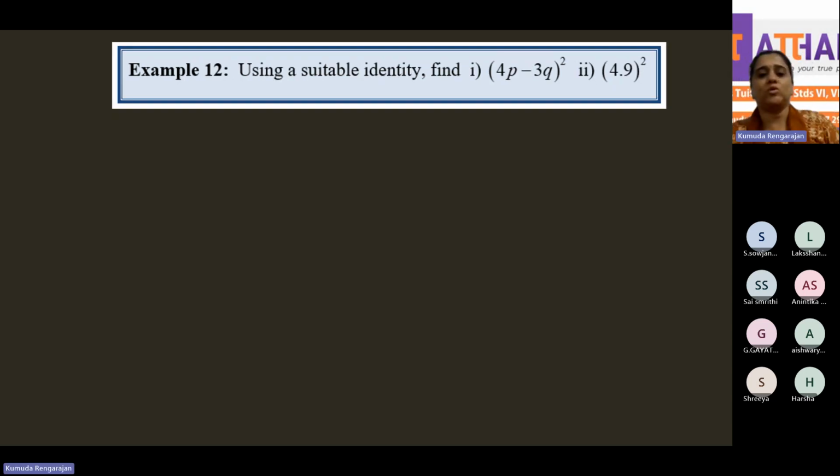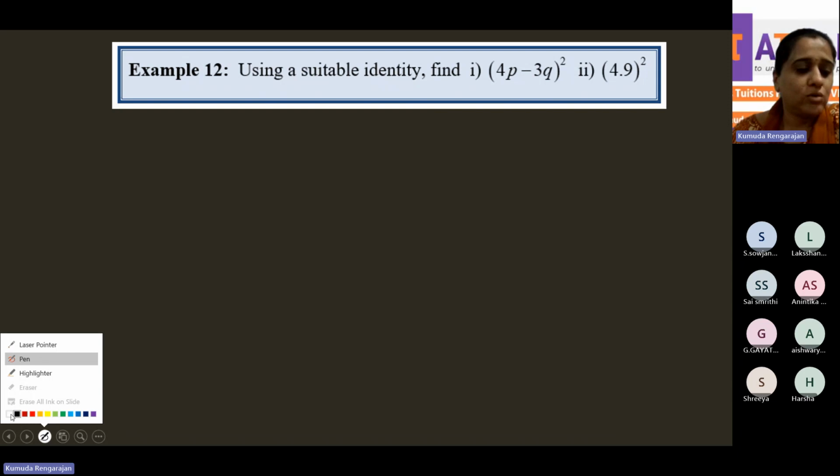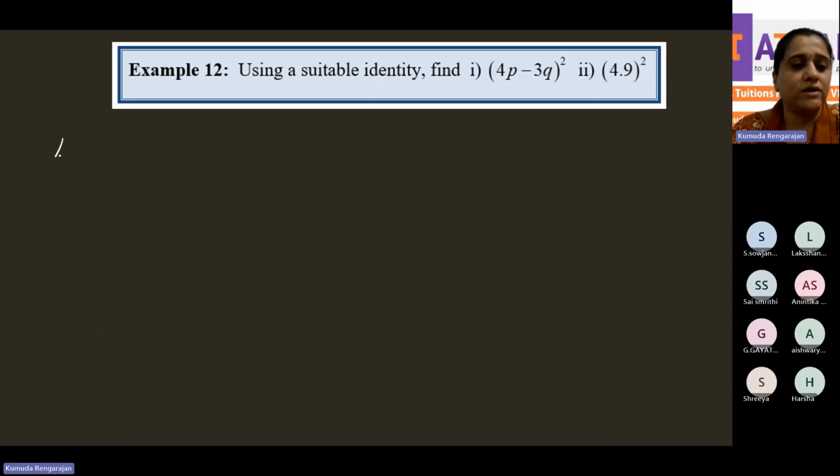So the same thing we'll have to do for a minus b the whole square. Similar, just the identity is different, but the working is the same. Now let's do 4.9. 4.9 the whole square, or simply 4.9 squared. So now this 4.9 squared does not look like a plus b the whole square or a minus b the whole square. You should make it look like one of it.